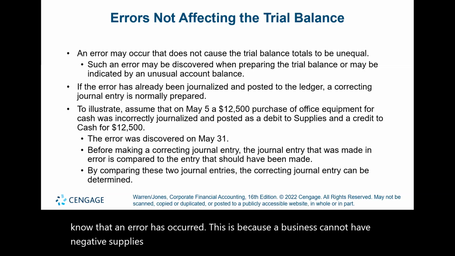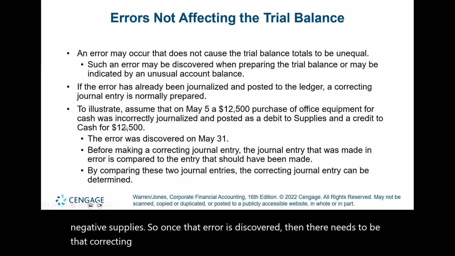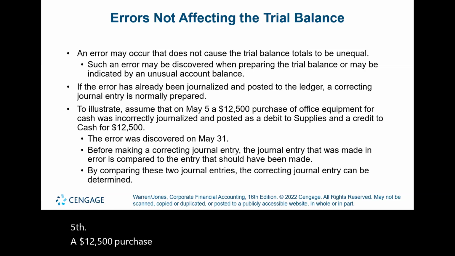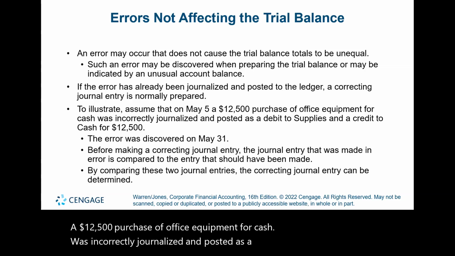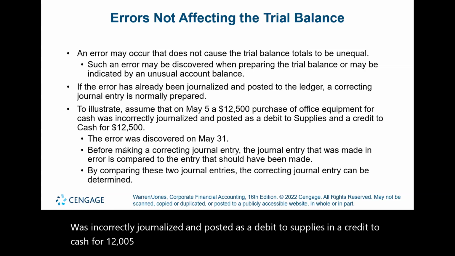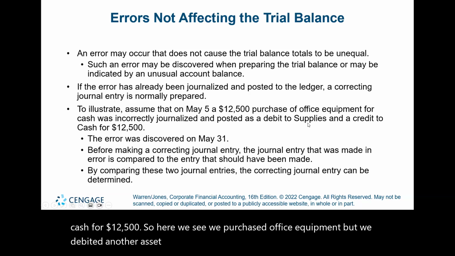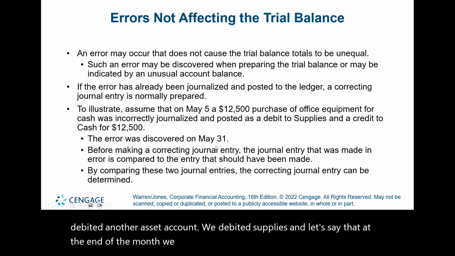So once that error is discovered, then there needs to be that correcting journal. Let's say, for example, assume that on May 5th, a $12,500 purchase of office equipment for cash was incorrectly journalized and posted as a debit to supplies and a credit to cash for $12,500. So here we see we purchased office equipment, but we debited another asset account. We debited supplies. And let's say that at the end of the month, we recognize the error on May 31st.